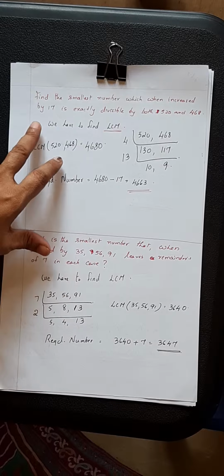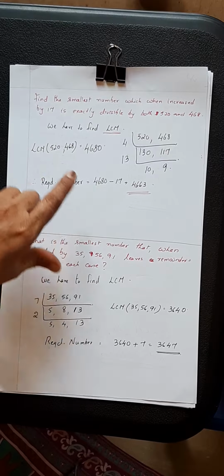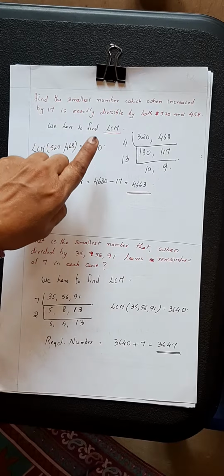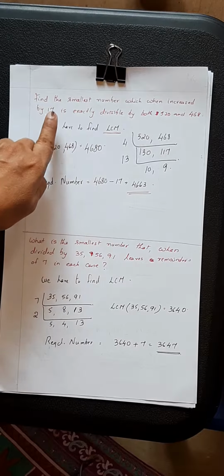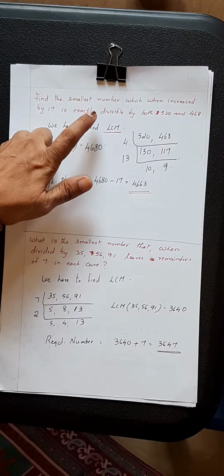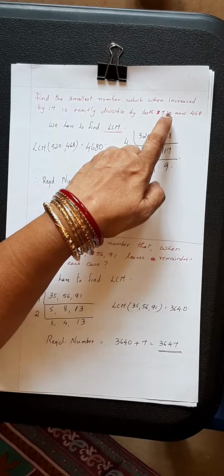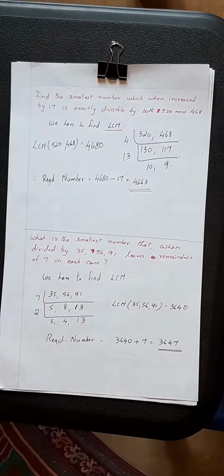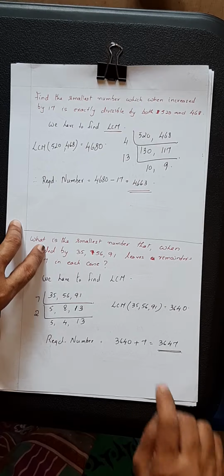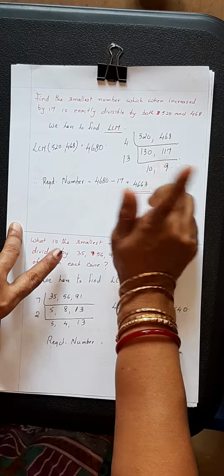Find the smallest number which when increased by 17 is exactly divisible by both 520 and 468. So we have to find the number which when increased by 17 is divisible by these. Divisible by these means these will become the divisors. So we have to find the dividend. The dividend will be bigger than the divisor. So we have to go for a bigger number, a multiple. So we are finding the LCM.